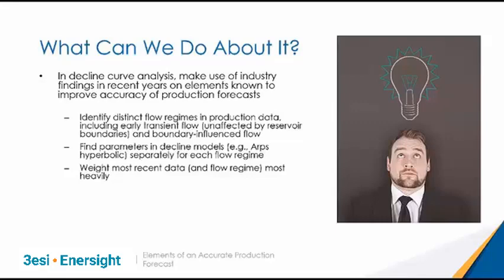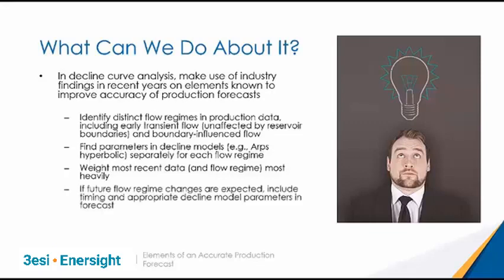There's another problem, but at least if we identify it, it's part of our solution, and that is if we expect the flow regime to change in the future from what it is now, then we need to do the best we can and figure out when that change is going to occur and include that in our forecasting model. And then my final point, we need to make sure that the decline curve analysis software that we use includes all these elements, and better software will.